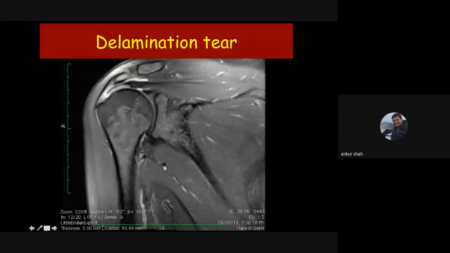Delamination tear is again a type of tear. Here actually the tear is full thickness. You can see here the entire thickness of supraspinatus is gone. But more importantly, if you look at its fibers, the bursal sided fibers are minimally retracted while the articular sided fibers are much more retracted. So this is a tear. After the tear, there is delamination, that is the extent of tear within the substance of the tendon, and there is more retraction of the articular sided fibers.